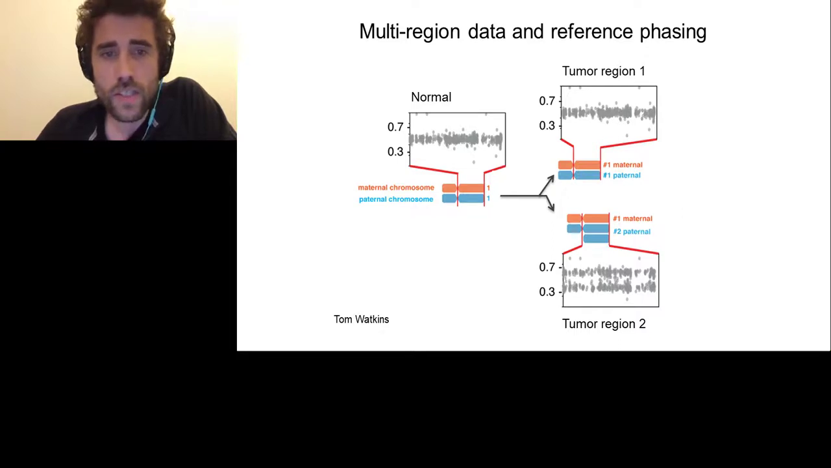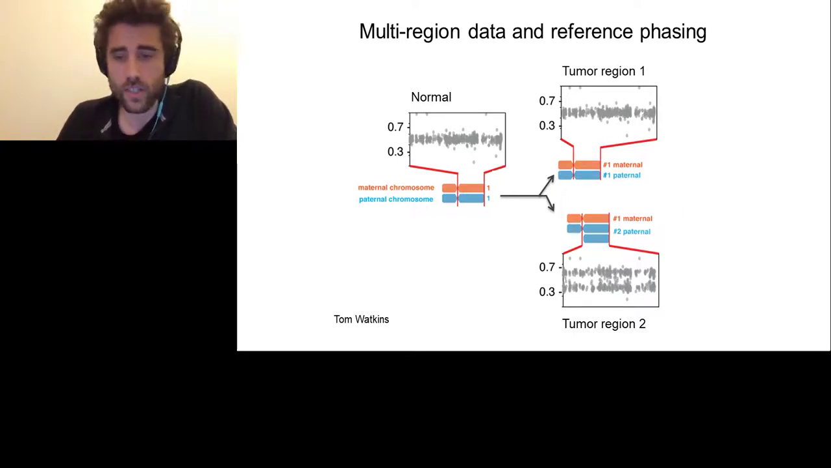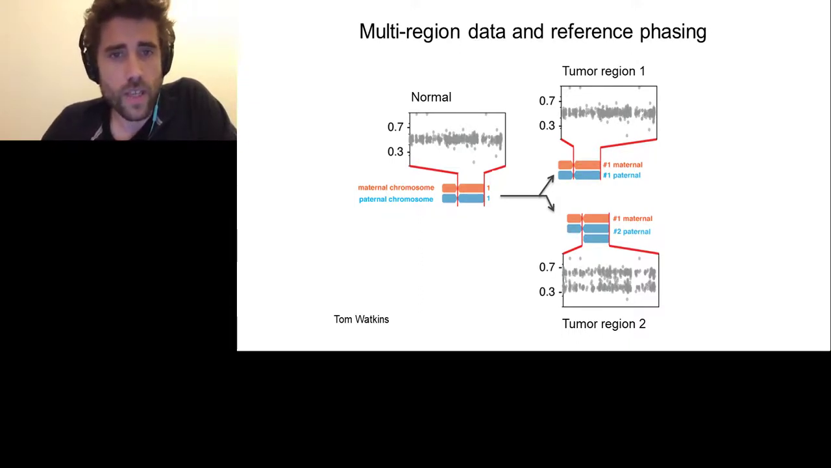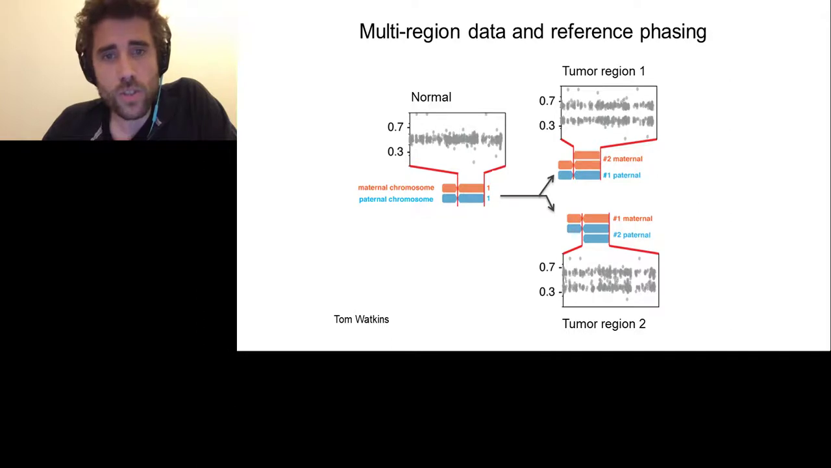This is actually one of the main ways that copy number tools work to decipher copy number events. But if we also have a copy number event in tumor region 1, we also see separation of these bands. And if we were to apply a standard tool, we might say tumor region 1 and tumor region 2 look very similar. But actually, looking at the orange and blue, we can see there's a difference, because one is a maternal gain and the other is a paternal gain.